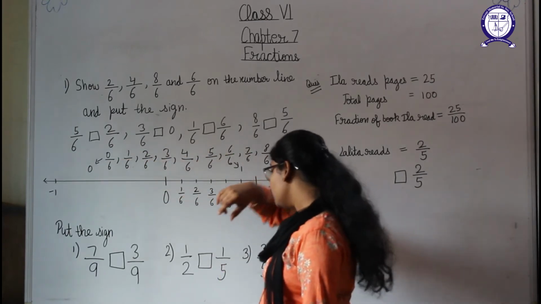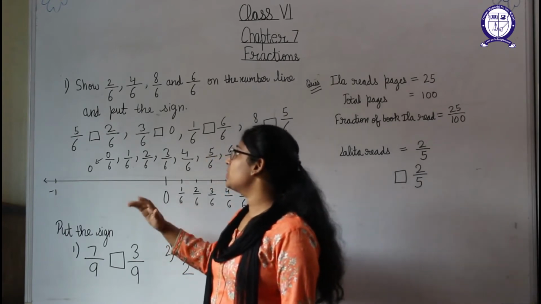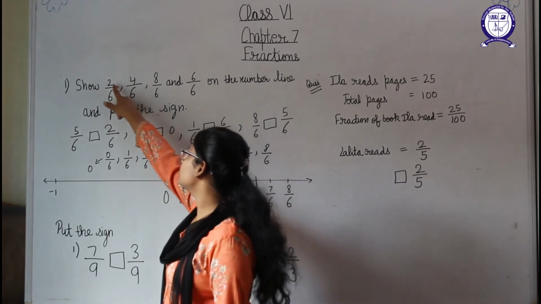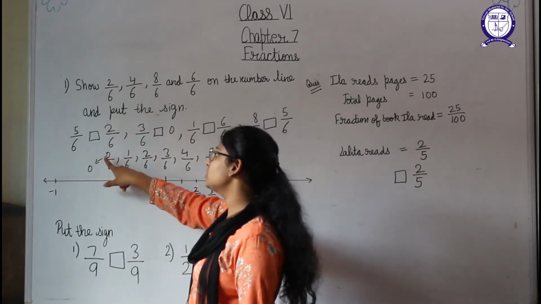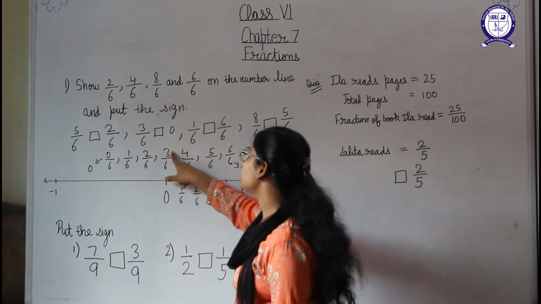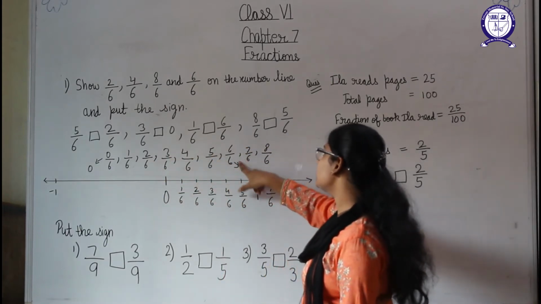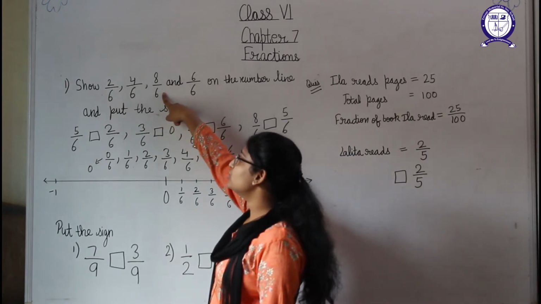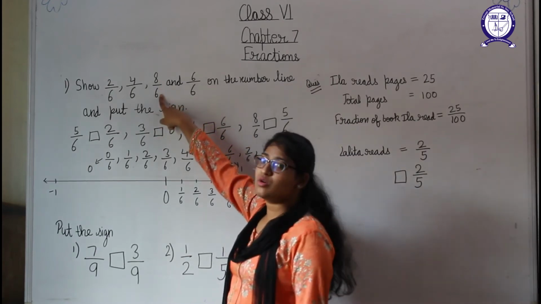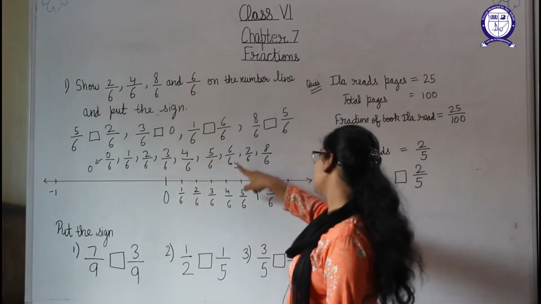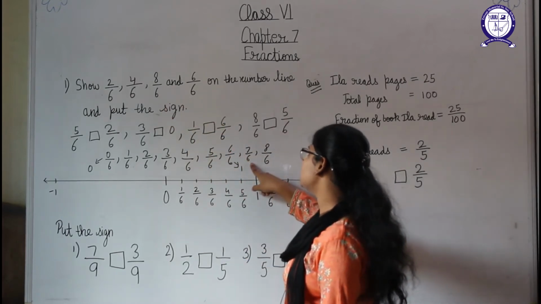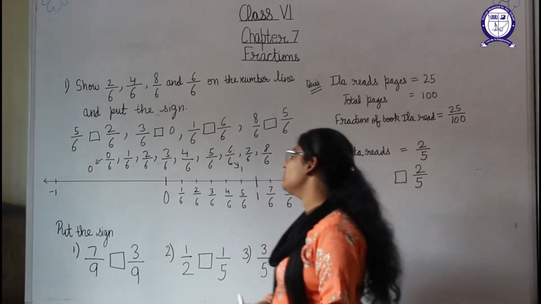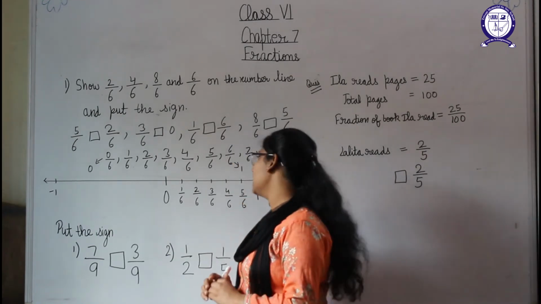For questions like these, we take the approximate values of the numerator. Here it was 2, so we can start from 0 by 6, 1 by 6, then 2 by 6, 3 by 6, 4 by 6, 5 by 6, 6 by 6, and we have to move further because we have to show 8 by 6 also on the number line. So after 6 by 6 it will be 7 by 6 and 8 by 6. Now we have to show them on the number line.